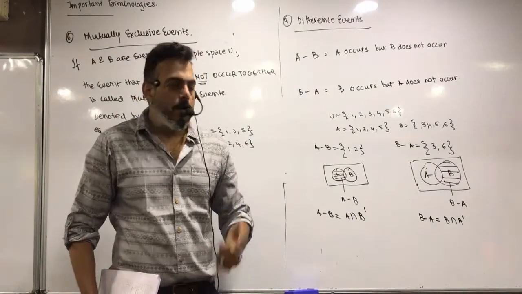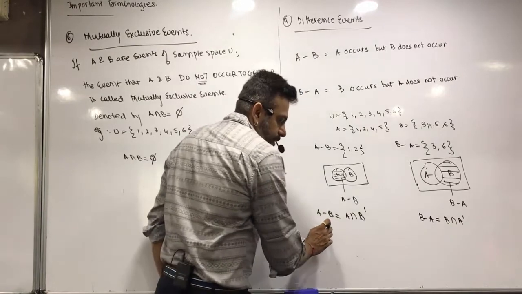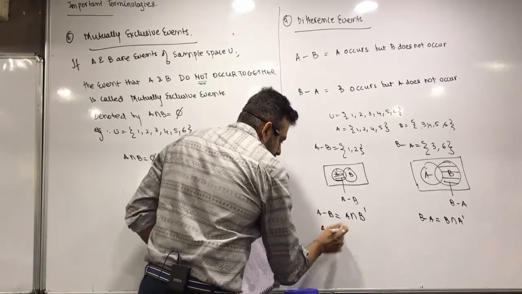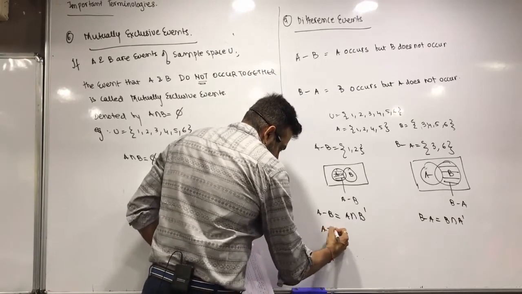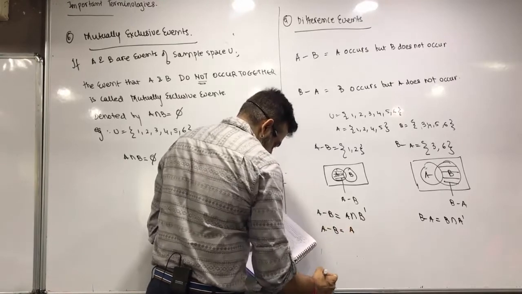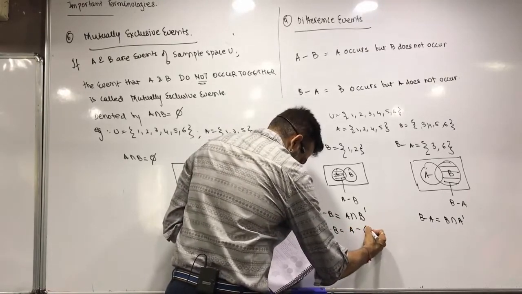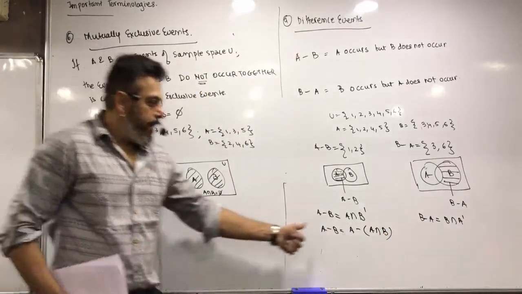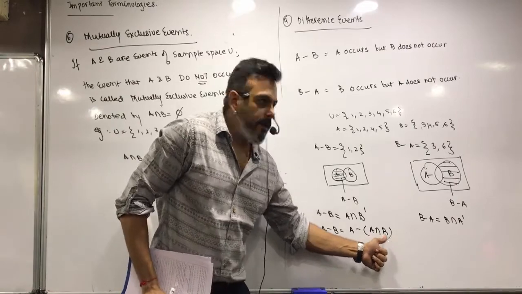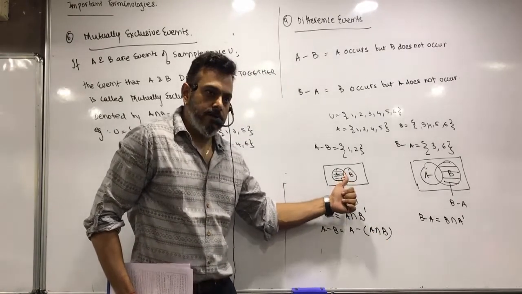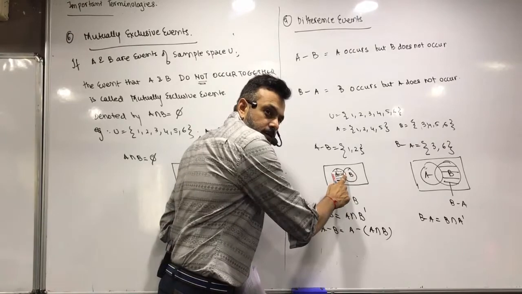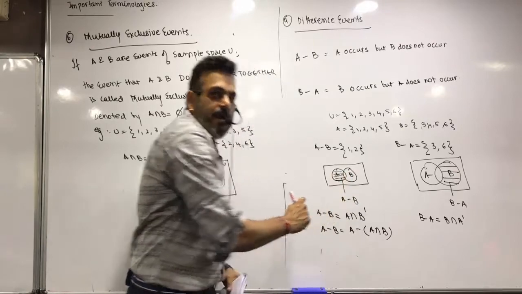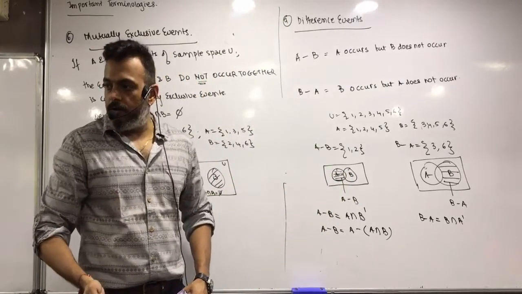Understood this? Okay. A minus B is equal to A intersection B complement. Also, A minus B is equal to A minus A intersection B. Can you see this intersection? This area is intersection. तो A में से क्या निकाल दिया? इन दोनों का कॉमन, तो क्या मिला? A minus B. Understood this?